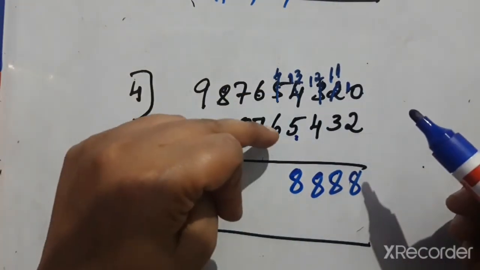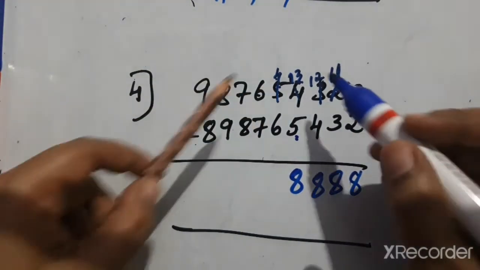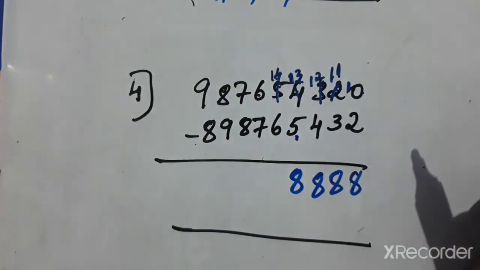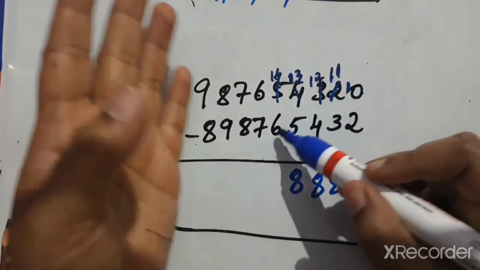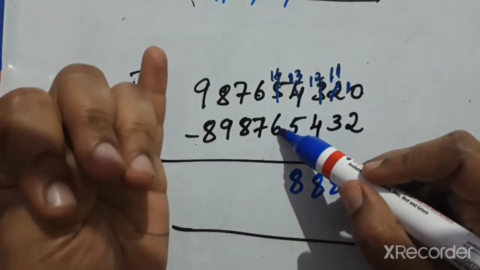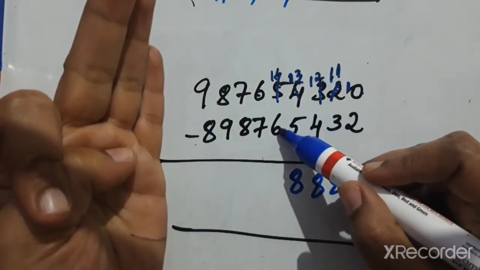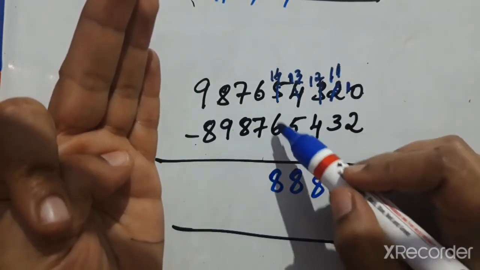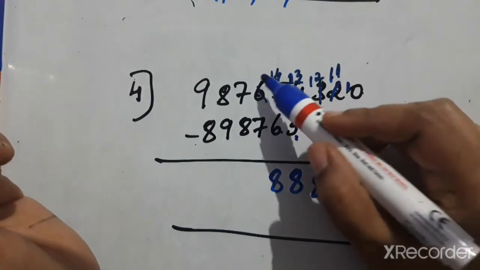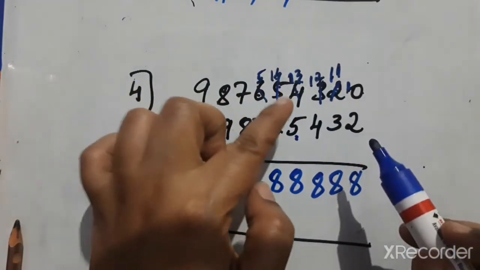Now 4 minus 6 we can't subtract. So borrow 1 from 6. So here 14 minus 6 means how much? 7, 8, 9, 10, 11, 12, 13, 14. So 8. Now this is now 5 because he helped his friend.